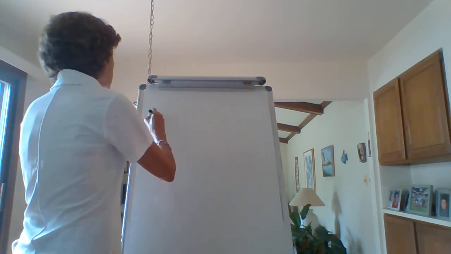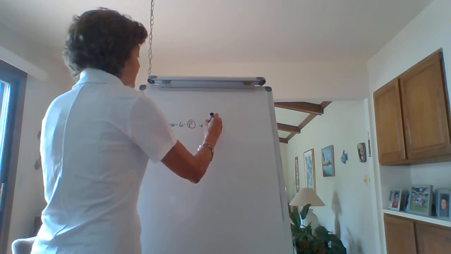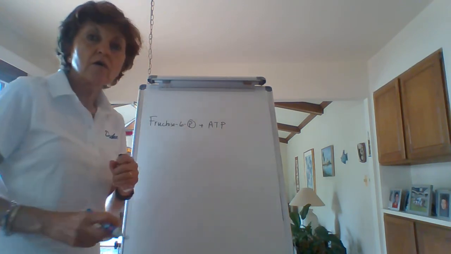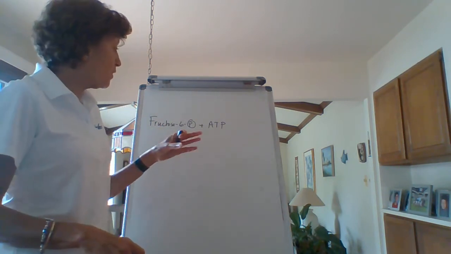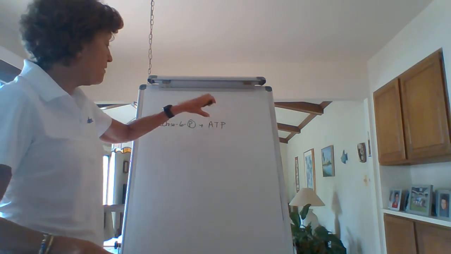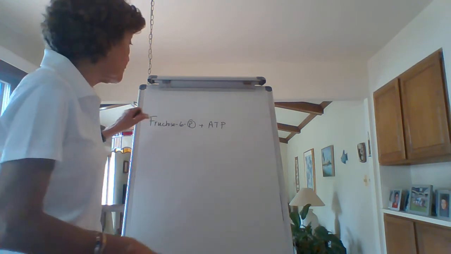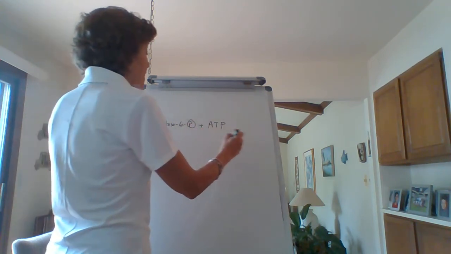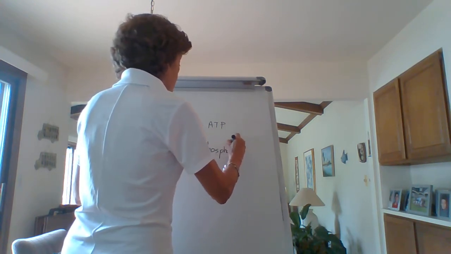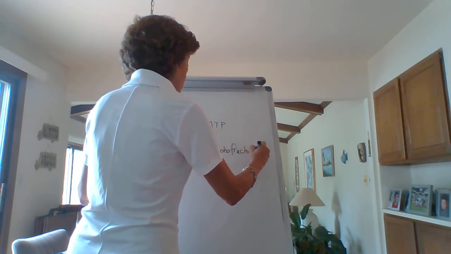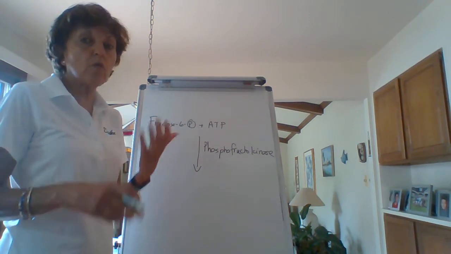So fructose 6-phosphate. We're going to throw in another ATP. Here's another kinase enzyme, because this kinase is going to take another phosphate group from a second ATP and put it onto carbon 1 of the fructose. So fructose 6-phosphate plus ATP. The enzyme is phosphofructokinase.